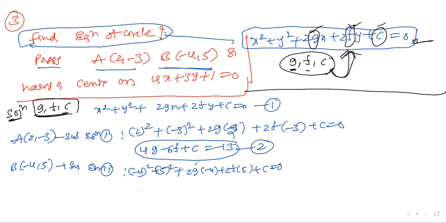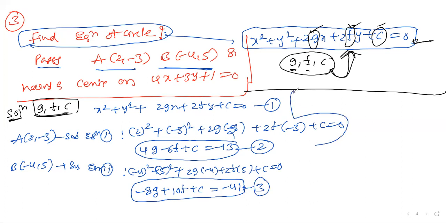If you simplify these, you are going to get the answer: minus 8g plus 10f plus c is equal to minus 25 minus 16, which is minus 41. So it is equal to minus 41. This is equation number 3.